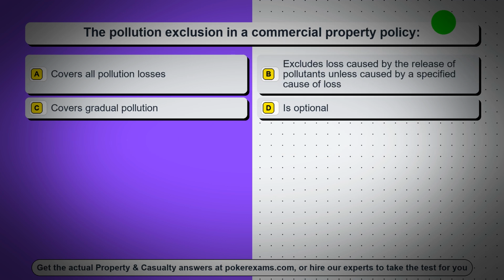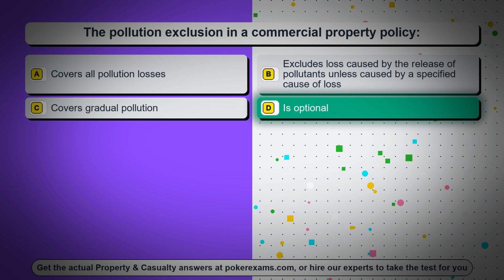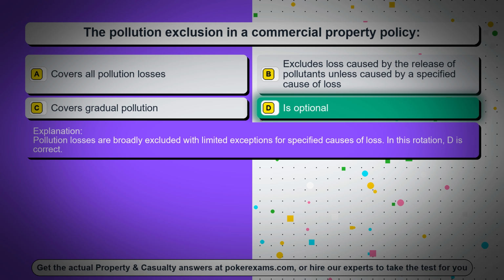Question 53. The pollution exclusion in a commercial property policy. Option A, covers all pollution losses. Option B, excludes loss caused by the release of pollutants unless caused by a specified cause of loss. Option C, covers gradual pollution. Option D, is optional. The correct answer is option D, is optional. Pollution losses are broadly excluded with limited exceptions for specified causes of loss. In this rotation, D is correct.